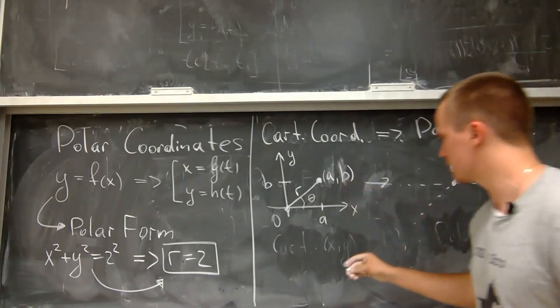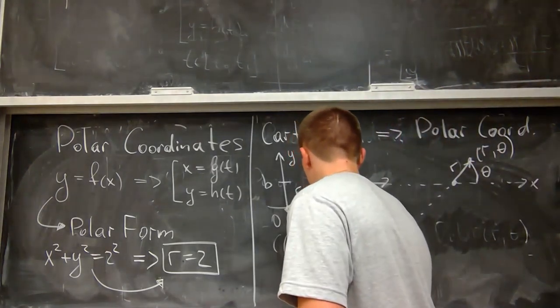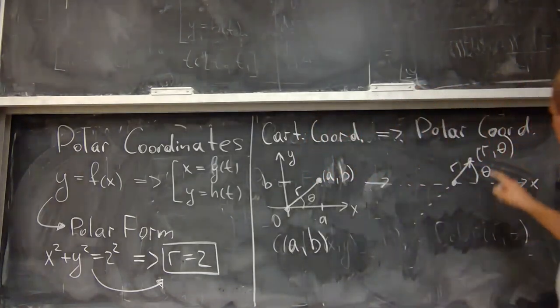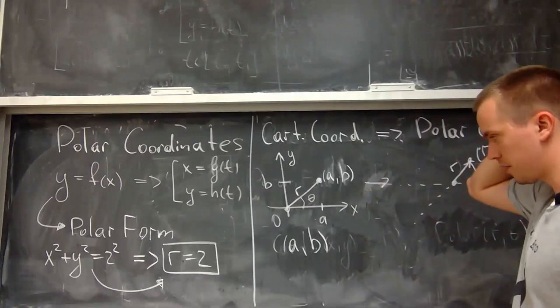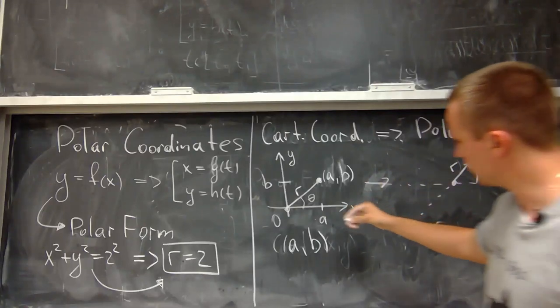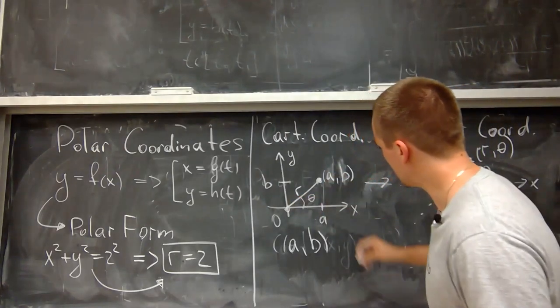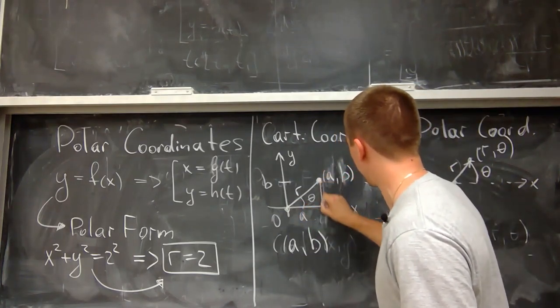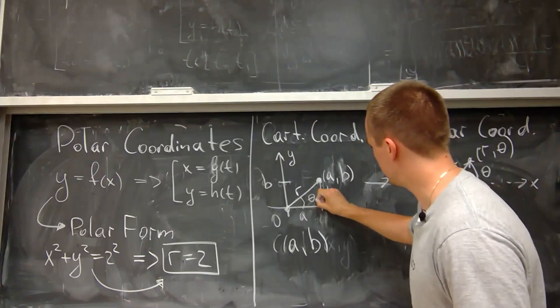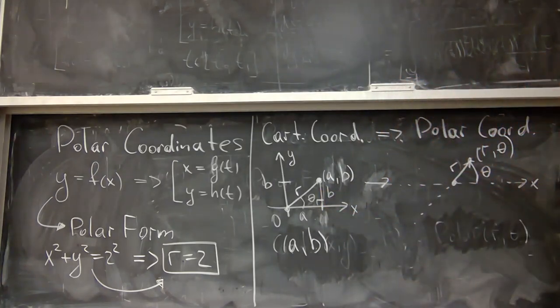If a Cartesian point is described by point AB, and I want to find the corresponding r and theta, then r and theta and AB are connected by a really nice formula. Let's take a look at this triangle. For this triangle, we have two sides with length A and length B, and we know that this angle is 90 degrees.